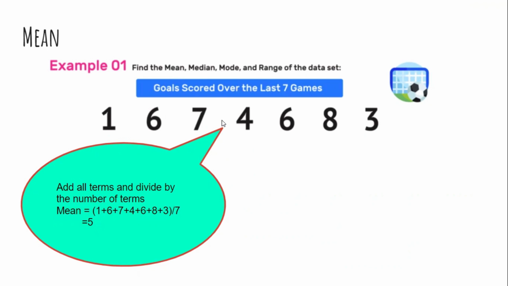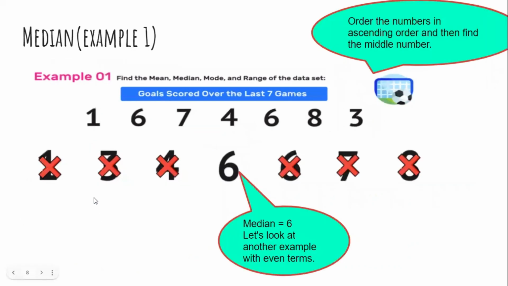In order to find the mean, we must remember that we must add all these numbers together and divide by how many numbers there actually are. How many numbers are there? There's 1, 2, 3, 4, 5, 6, 7, as we know from the fact that there's a record of 7 games. So we add all the numbers together and we divide by 7, which gives us 5. And then we move on to the next one.